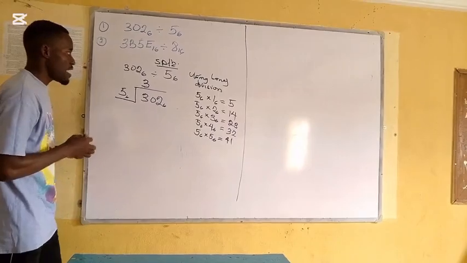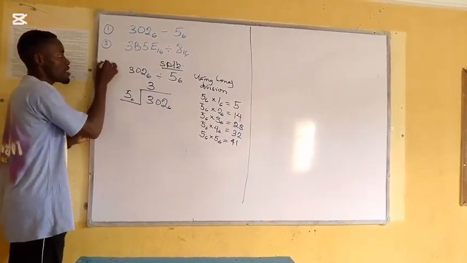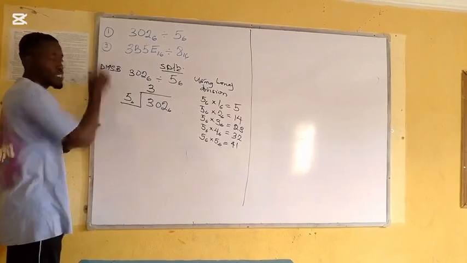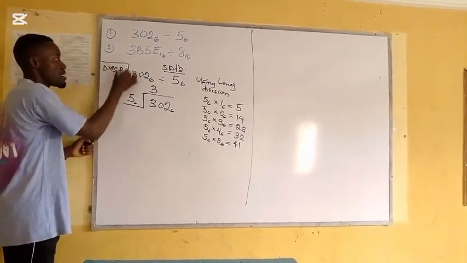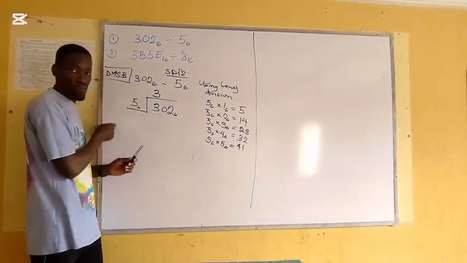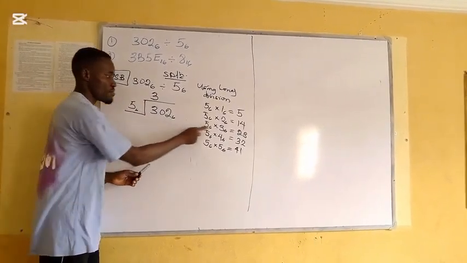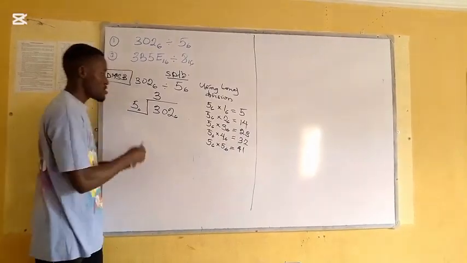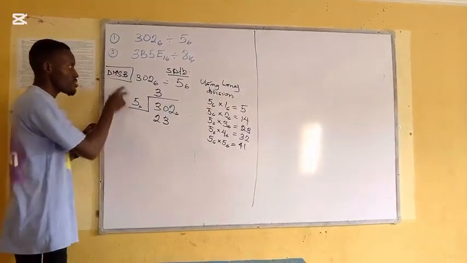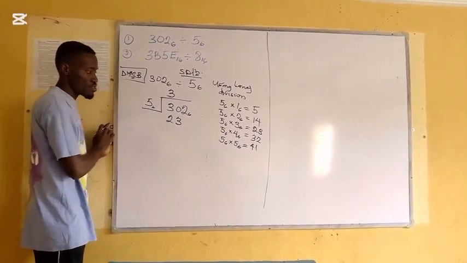So we have 3. And don't forget, there's a rule in long division, which is you divide first, you multiply second, you subtract, and you bring down. We are all taught this in primary school. Now I have divided, which I have gotten 3. Now I multiply 3 times 5. 3 times 5 in base 6 is going to give me 23. So I have my 23 here. So I have divided, I have multiplied. Next step is to subtract.